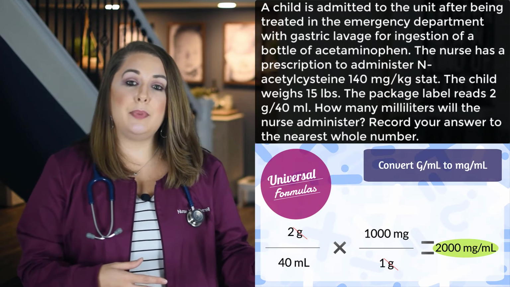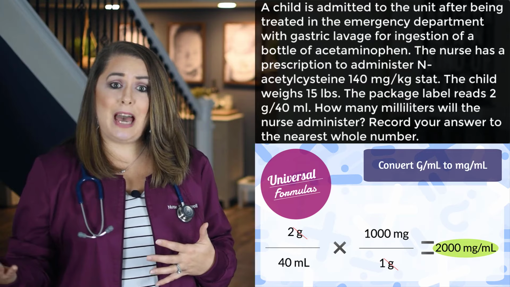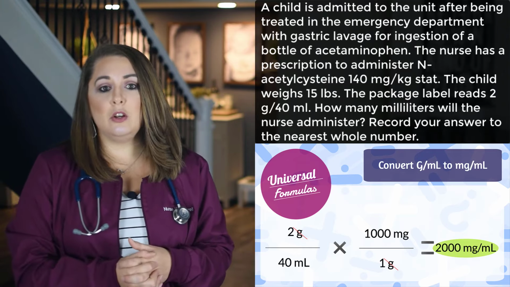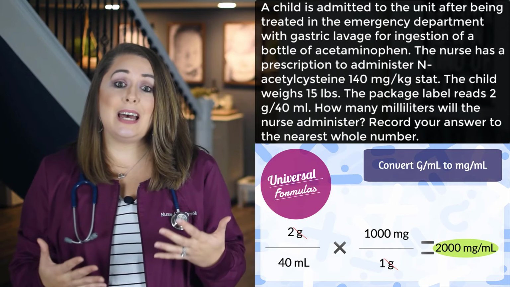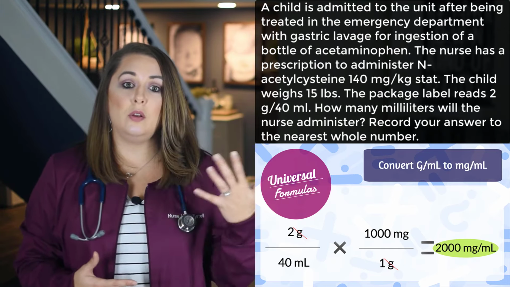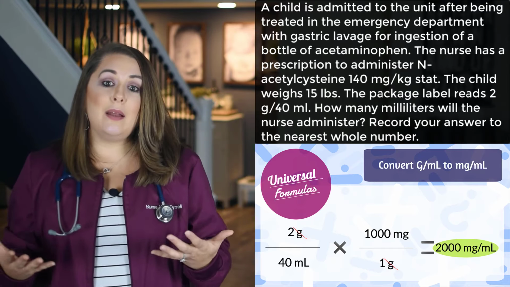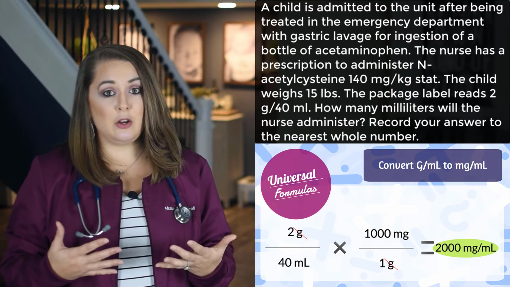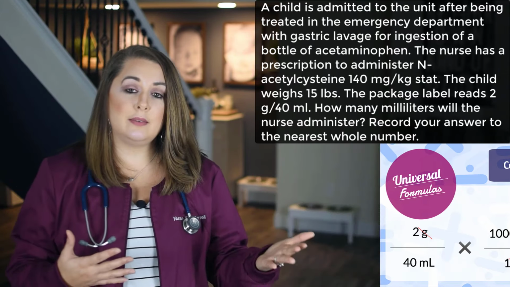grams to milligrams because we need the units to match when we plug them into our formula. So to convert 2 grams to milligrams, you're going to multiply by 1,000 because remember there are 1,000 milligrams in every 1 gram. So that means that the supplied dose of N-acetylcysteine is 2,000 milligrams per 40 mLs.